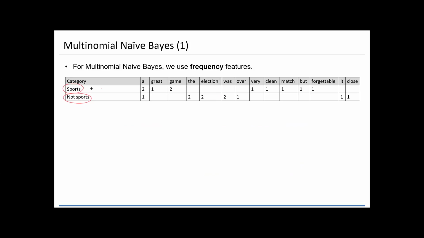If it is related to sports, this is the frequency. So there are 2 "a", 1 "great", 2 "game", "very", "clean", "match", "but", "forgettable". Okay. And if it is related to not sports, the "a" is only 1, there are 2 "the", "election", and so on, like this one. So we have the frequency for each of the categories.